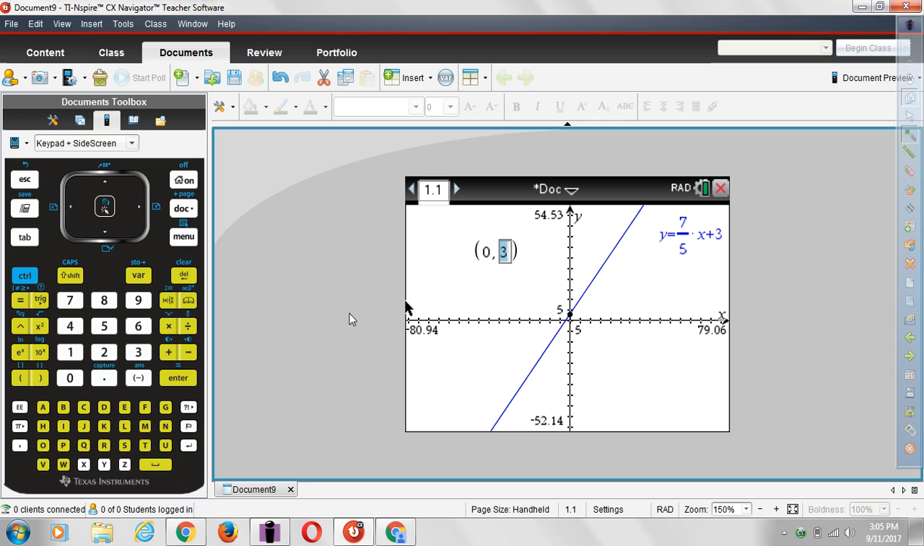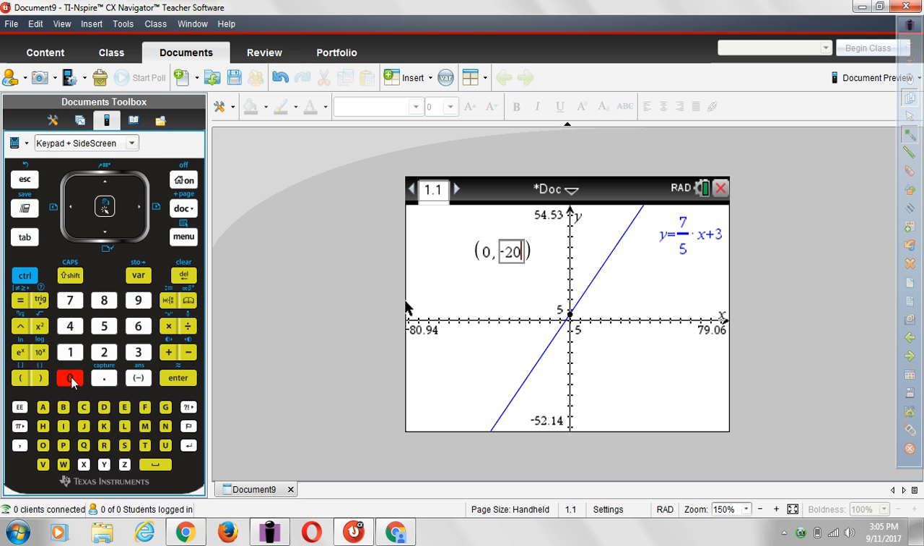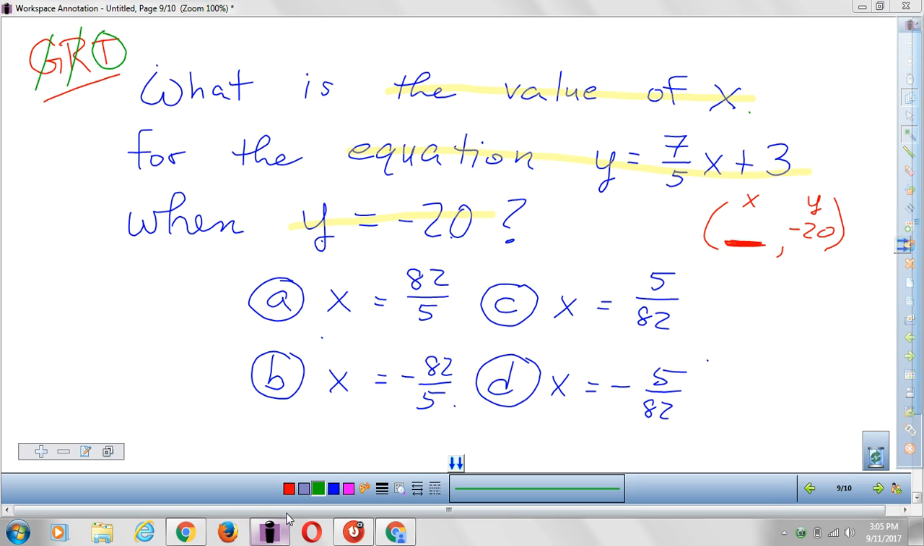Now I can come over here and put negative 20. And I should see an answer. Aha, there we go. Negative 16.4. So let's go back to our thing over here. And I can tell that my answer is negative 16.4. But none of these look even close to negative 16.4.